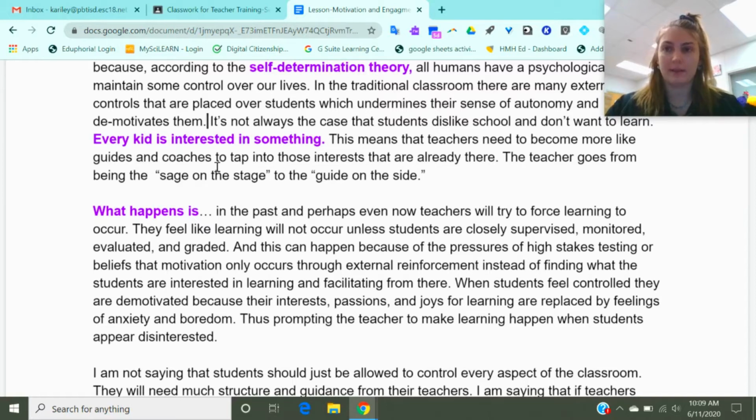And this means that you can add real world application into your lessons that can really gauge those students' interests. And then the teacher is going from being the sage on the stage to the guide on the side. And that's just terminology I picked up from reading some ed tech articles about motivation for students.